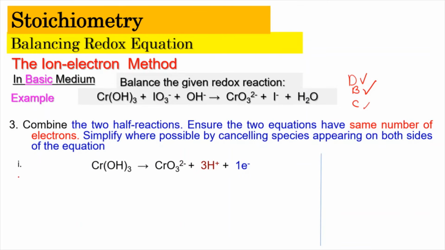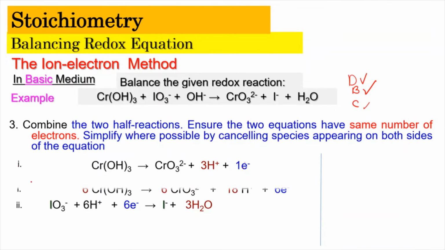Okay, so this is equation number 1 and this one is equation number 2. As you can see here, the number of electrons is not the same. So equation number 1, you need to multiply by 6. So the overall equation is multiplied by 6. So you have 6Cr(OH)3 produces 6CrO4^2- plus 18H+ plus 6 electrons. When there is the same number of electrons, the product side can cancel out the electrons on the reactant side.